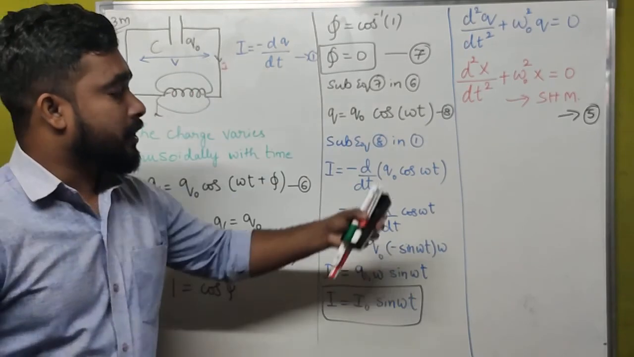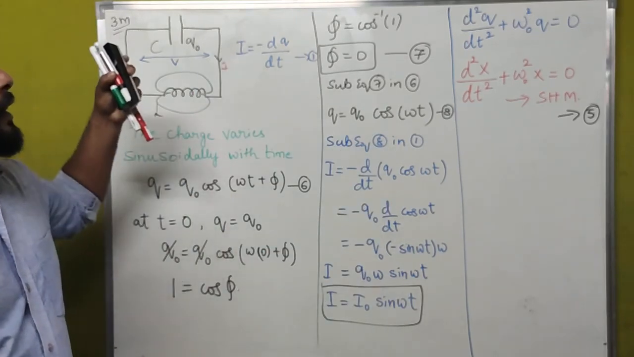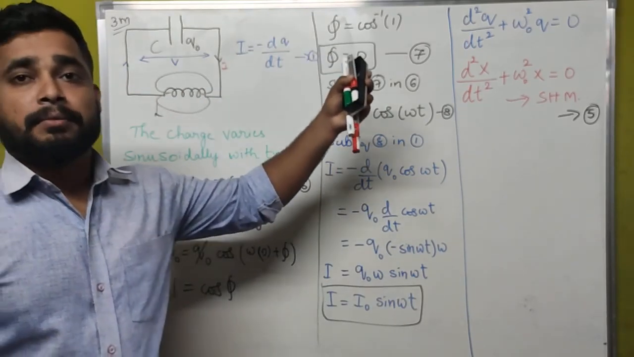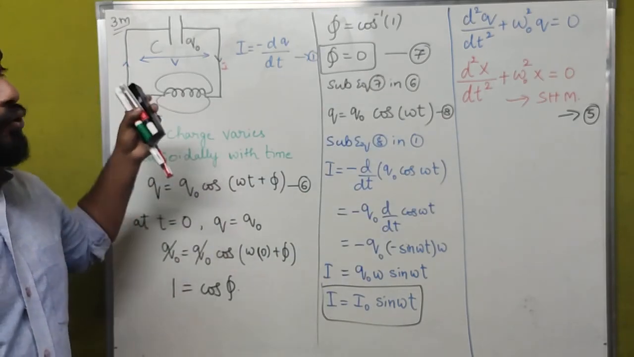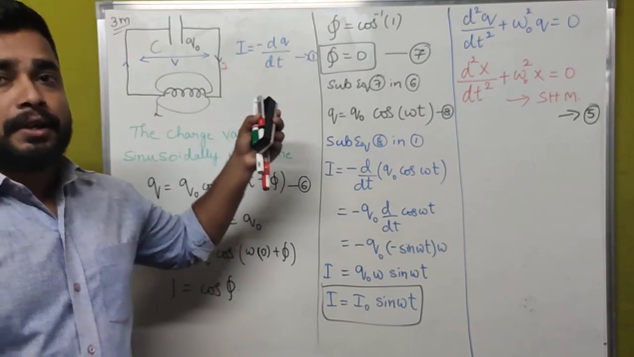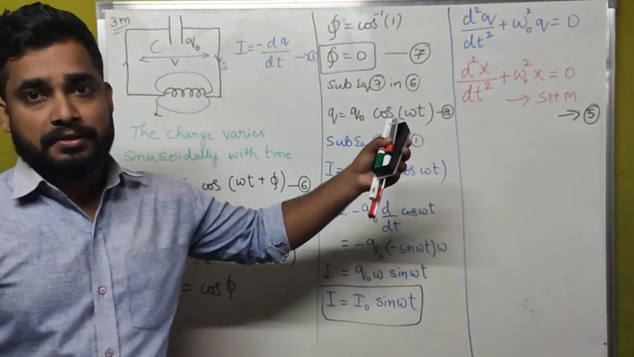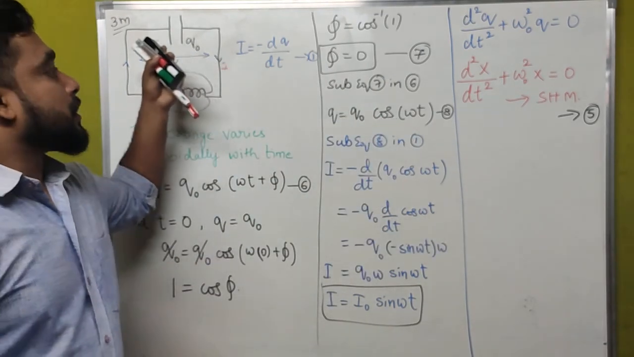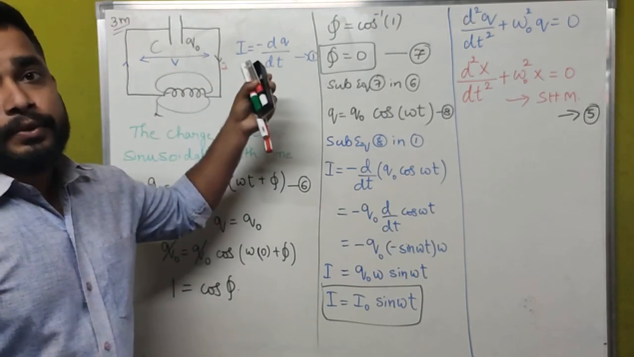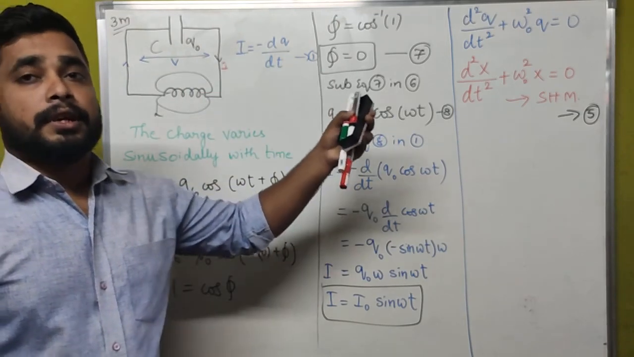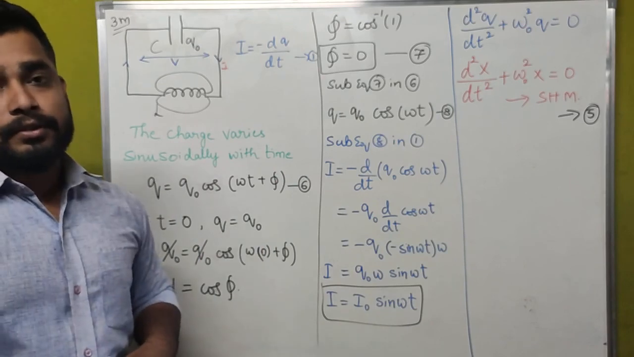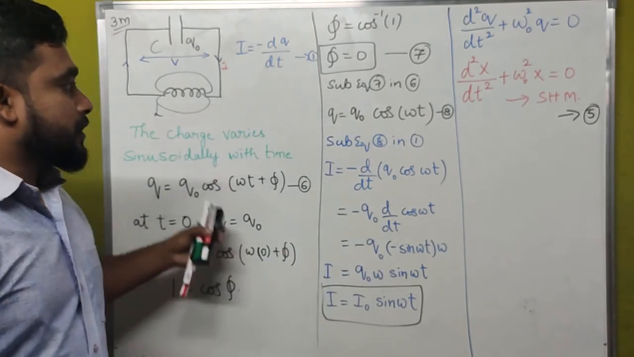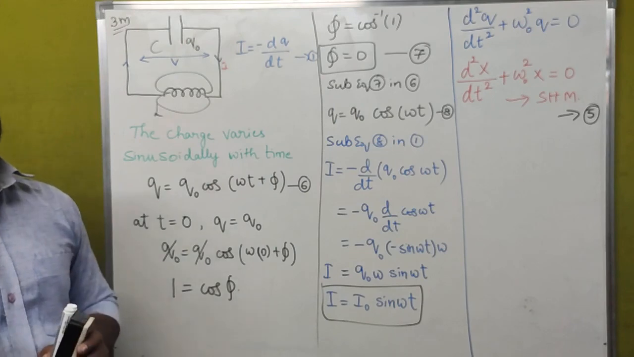This is the end of the session on LC oscillations mathematical expressions, or we can also call it: show that when a capacitor is connected to an inductor of negligible resistance, the current and discharge are oscillatory or simple harmonic. This is the derivation which we have derived in this session.